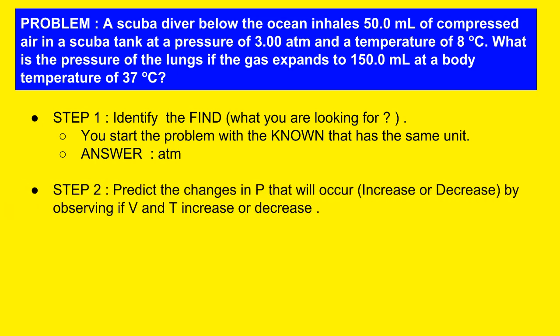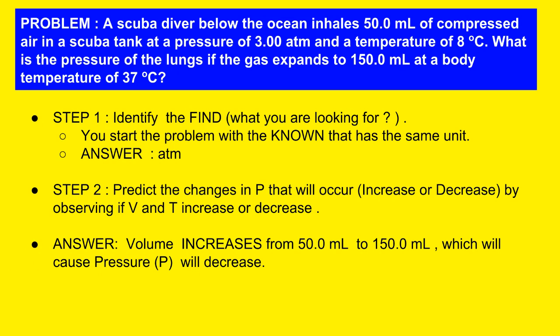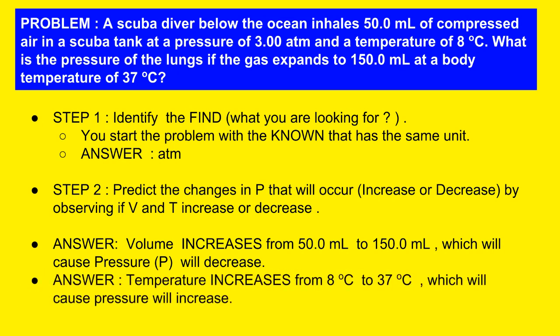Step 2, we're going to predict the changes in pressure that will occur, increase or decrease, by observing if V and T increase or decrease. So we can see from the problem the volume increases from 50 milliliters to 150 milliliters, which will cause the pressure to decrease. The temperature increases also in the problem from 8 degrees C to 37 degrees C, which will cause the pressure also to increase.